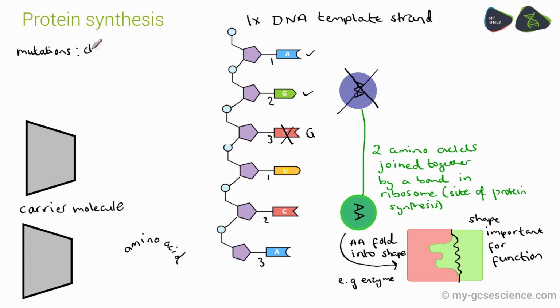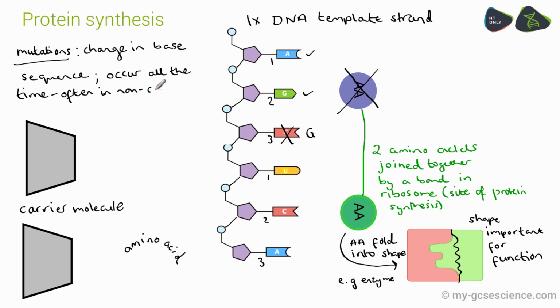So in summary, a mutation is a change in the base sequence, and mutations actually occur all the time, often in non-coding parts of the DNA. So these do not code for a protein, and when mutations occur here, they often do not alter the phenotype, so they don't alter any of the characteristics of that individual.